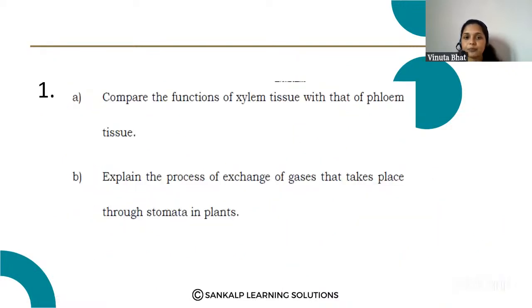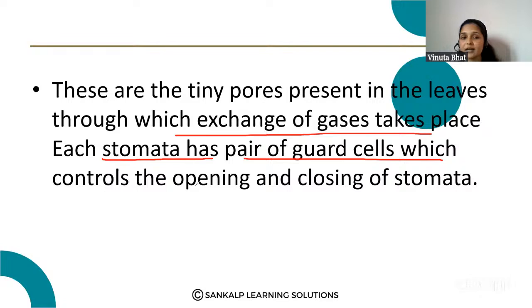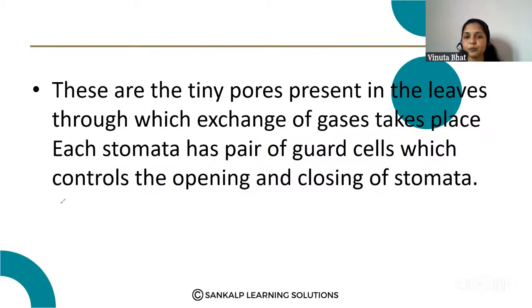Second question. Explain the process of exchange of gases that takes place through the stomata. How does the exchange of gases take place through the stomata? Here, the stomata are the tiny pores present in the leaves through which exchange of gases takes place. Each stomata has a pair of guard cells which control the opening and closing of the stomata.